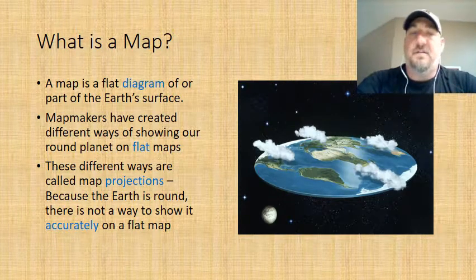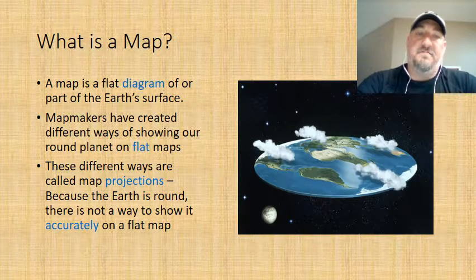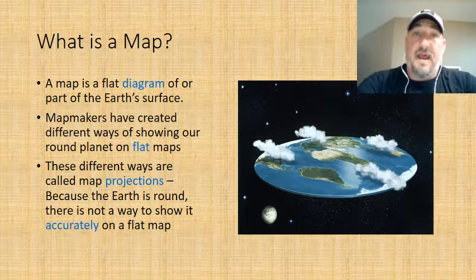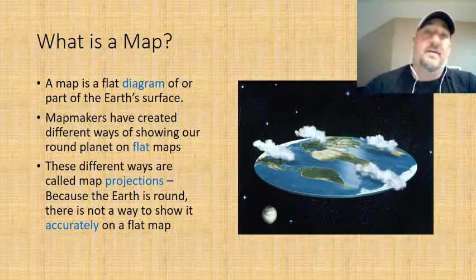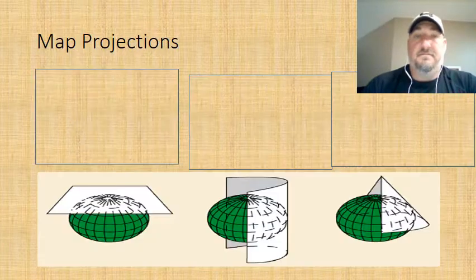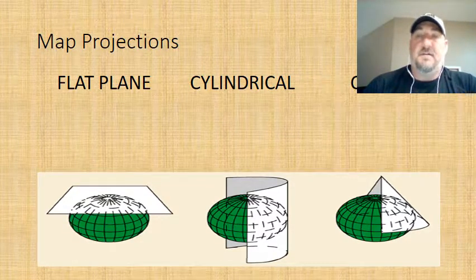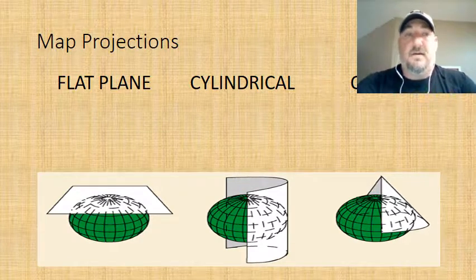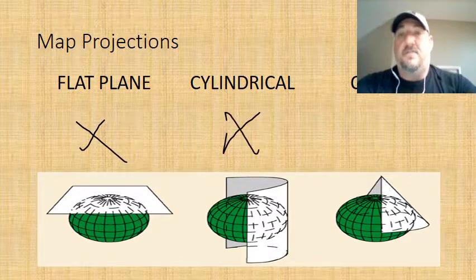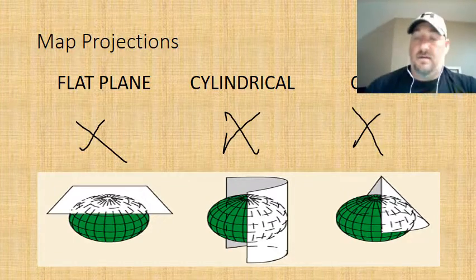These different ways are called projections. Because the Earth is round, there's no way to accurately show the entire thing on a flat surface. So we have our three projections. We talked about those: the flat plane, the cylindrical, and the conic.